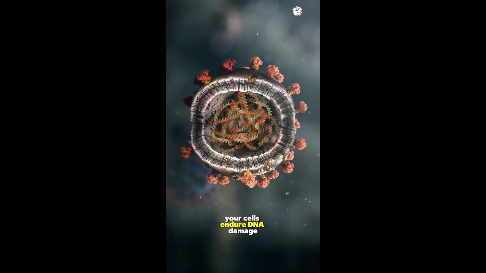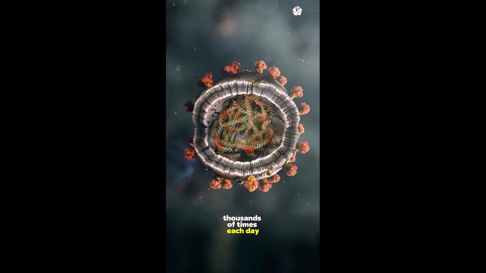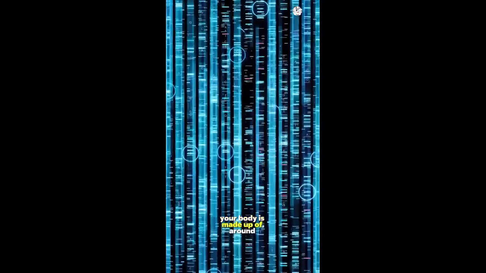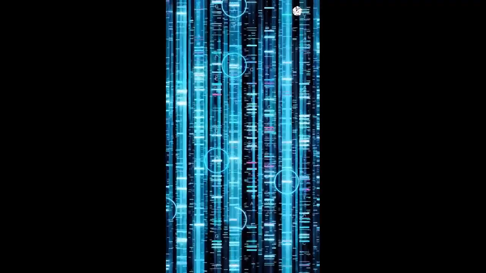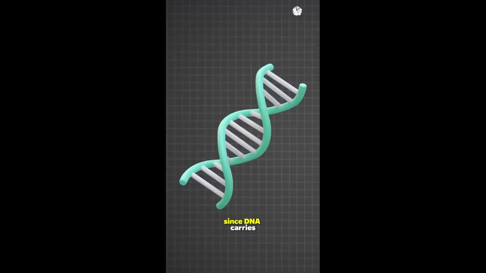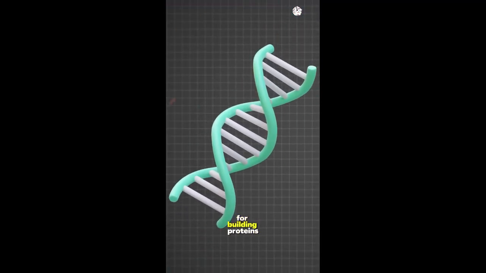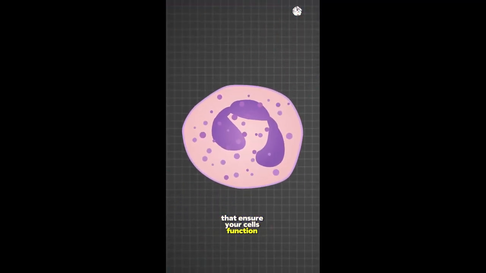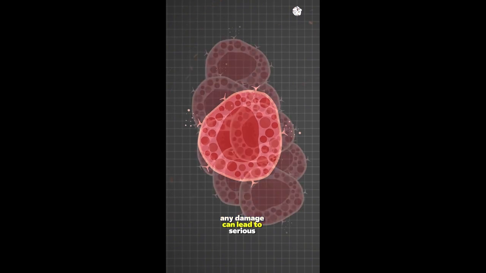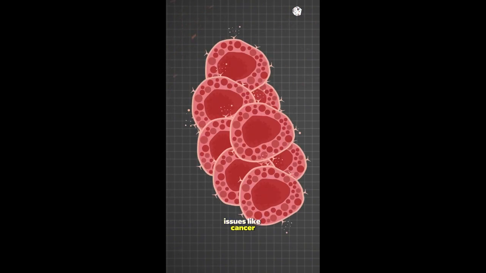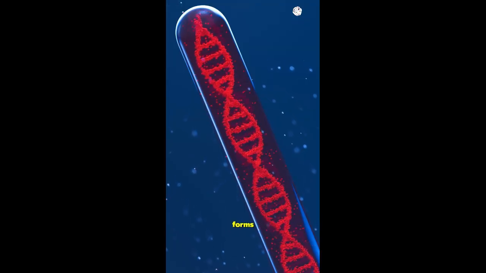Your cells endure DNA damage thousands of times each day. Given that your body is made up of around 100 trillion cells, that equates to a mind-boggling number of DNA errors, potentially up to a quintillion each day. Since DNA carries the essential instructions for building proteins that ensure your cells function properly, any damage can lead to serious issues like cancer. DNA errors come in different forms.